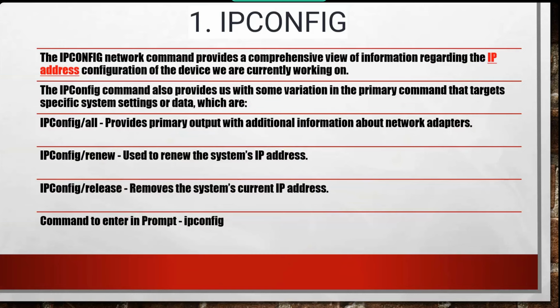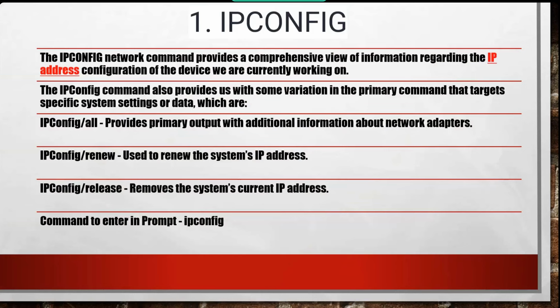ipconfig/renew is used to renew the system's IP address. For example, you're using the 192.168.1.1 IP address, and you want to renew the IP address or ask the DHCP server once again to assign the address to you. So you will type ipconfig/renew, and the IP address would be renewed for the system. And if you want to release the IP address, we can use the command ipconfig/release. It removes the system's current IP address that you're currently working on.